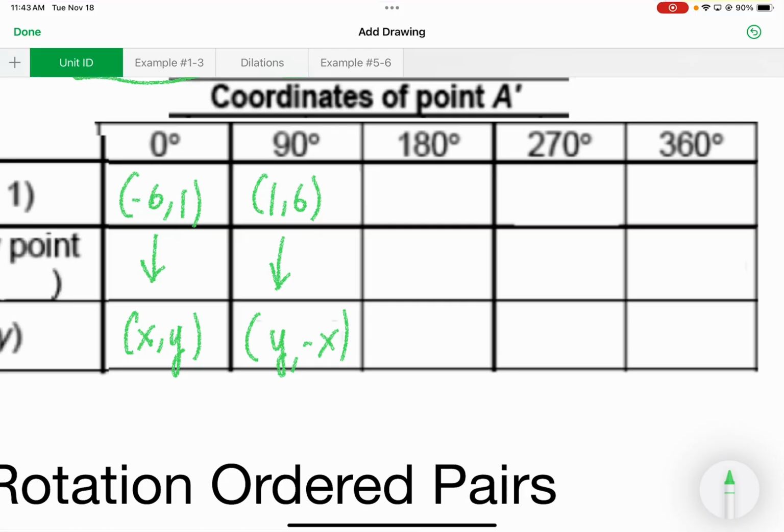You change that initial x value. That's going to change sign. And then you swap them. Yep. And then x changes too.